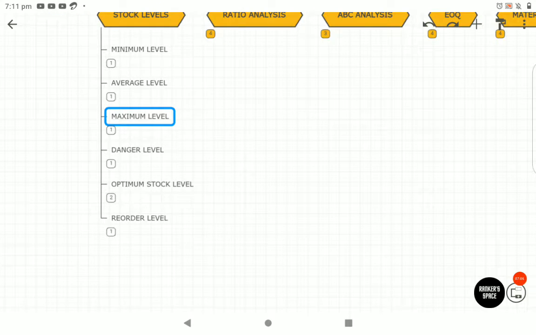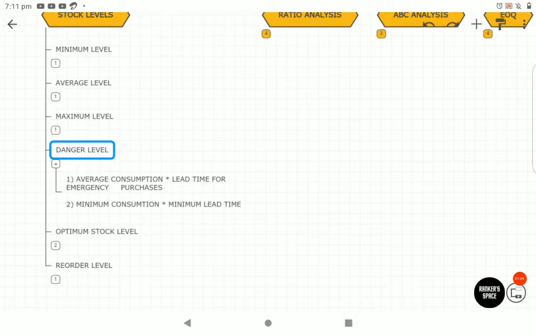Then the next one is danger level. What is a danger level? Danger level is the barest minimum, as I told you. If it is not there, the bin would be empty. This is the formula for that: average consumption into lead time for emergency purchases, or you can use another formula, minimum consumption into minimum lead time. So these are the two formulas that you can use.